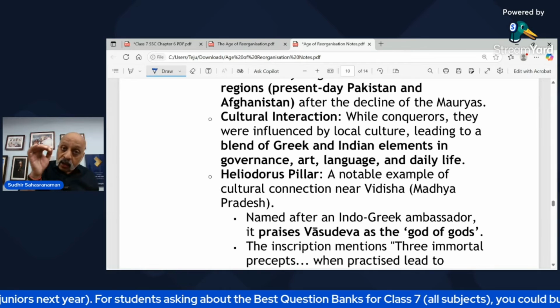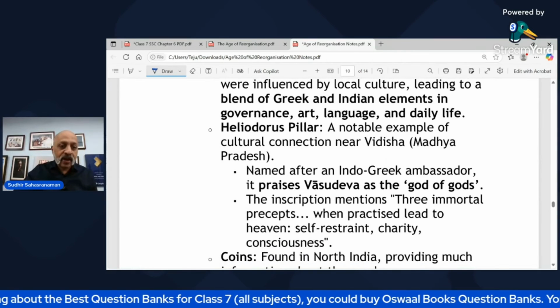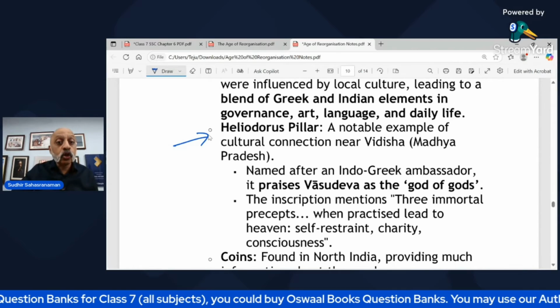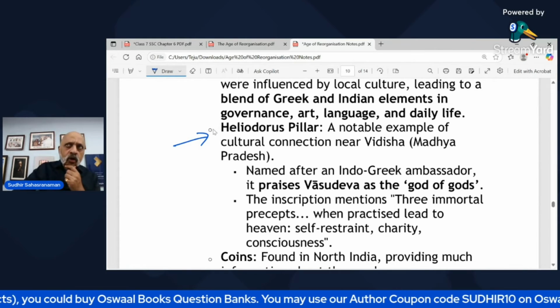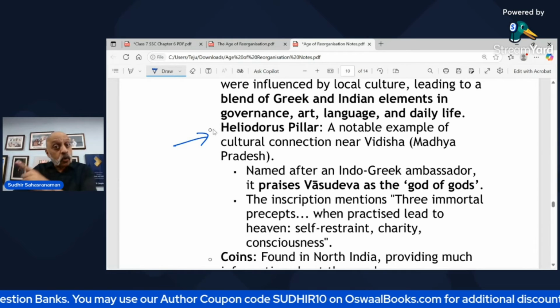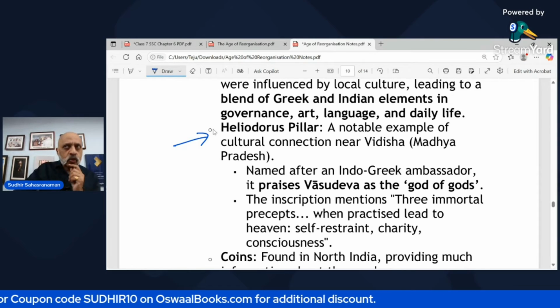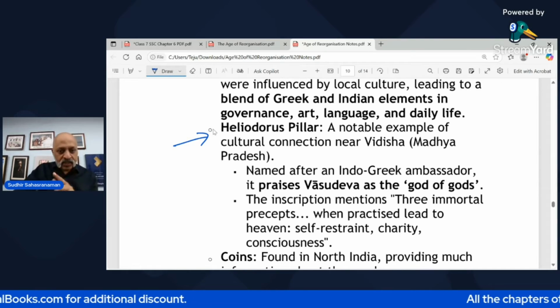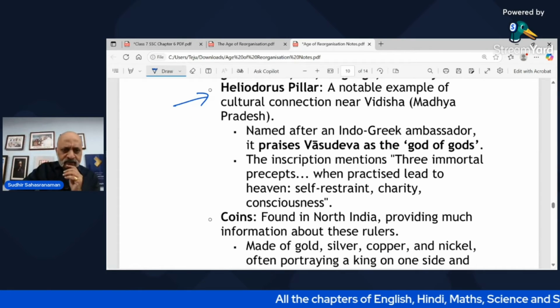Everything. So a very important piece of evidence of this is the Heliodorus pillar, which is near Vidisha in Madhya Pradesh. If I'm not wrong, the former Chief Minister of Madhya Pradesh, Shivraj Singh Chauhan, who is now the Agriculture Minister at the center, his parliamentary constituency, to the best of my knowledge, is Vidisha in Madhya Pradesh, right? Please check it. I think I'm right. He had some connection. He was elected from there.